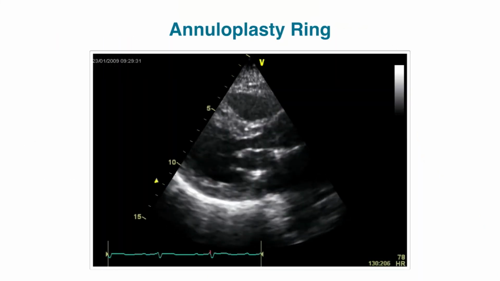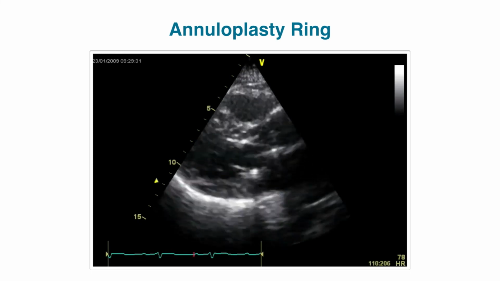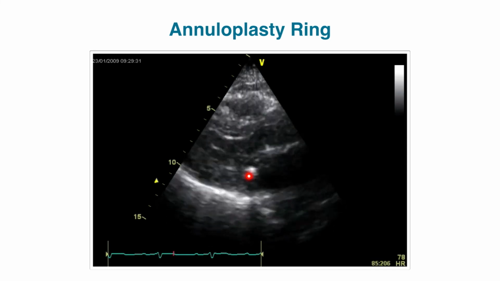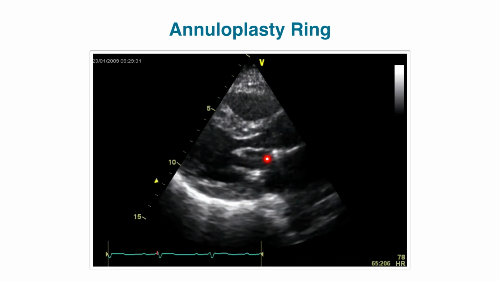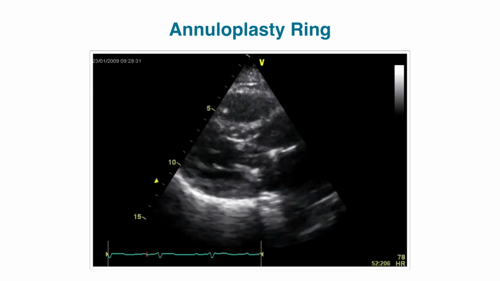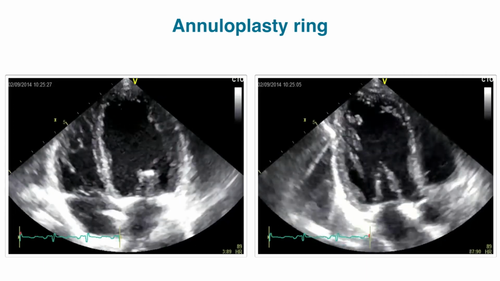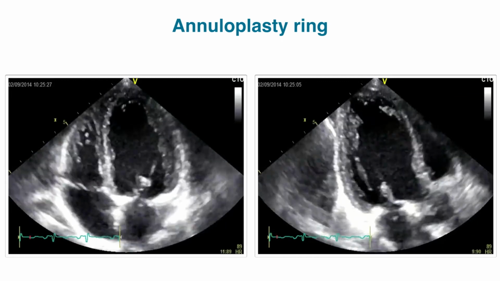Okay, here's an example of a mitral annuloplasty ring seen in a parasternal long axis view. I think it's quite apparent that the ring is right here and here. These are two parts of the ring which are hit orthogonally right at the base of the mitral valve. And here we have a 4-chamber view. Again, the ring here and on the other side.